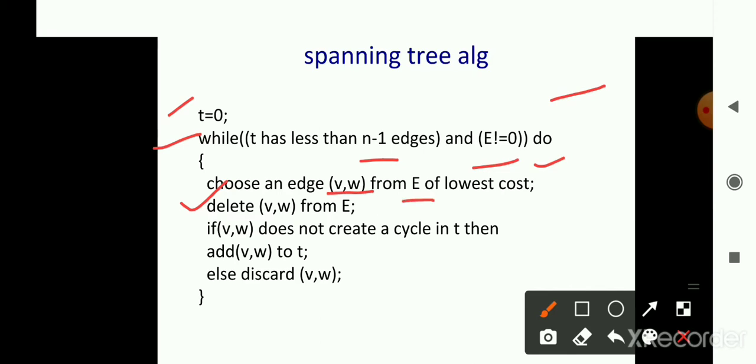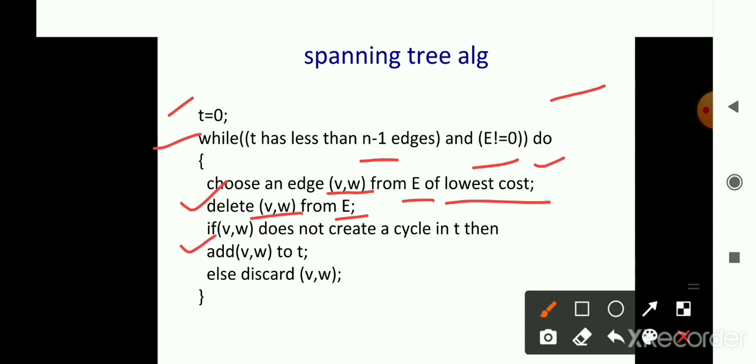E is nothing but the set of edges here, and we are going to find out the lowest cost edge. Now when we find out the lowest cost edge, we are going to delete it from E. So of course one edge will be deleted from E. So next time when we go for E, we will have the next different edges there. So this particular edge that we have already used as a minimum will be deleted from E.